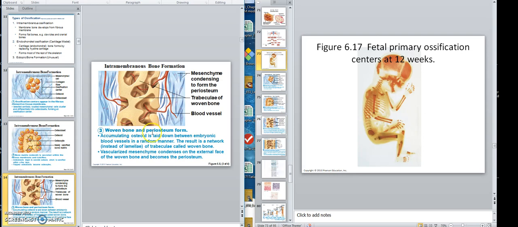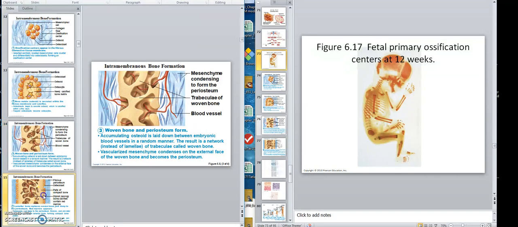But anyway, woven bone and periosteal bone. Woven means that it's a soft bone that's been woven. Accumulated osteoid is laid down between the embryonic blood vessels. See, the blood vessels are invading in here. And the result is a network of trabeculae. See, this is staying right now as spongy bone because trabeculae are in spongy bone. Spongy bone can also be called cancellous bone or woven bone.